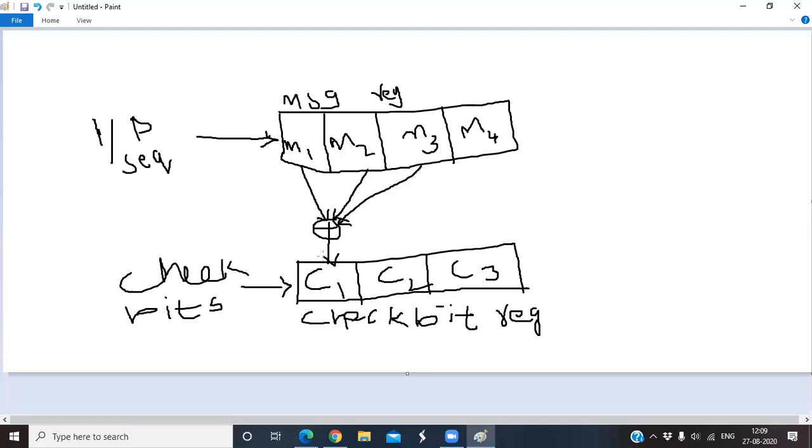Then what about C2? M2 XOR M3 XOR M4. Suppose here is the XOR symbol. M2 XOR M3 XOR M4 is equal to C2. Next, what about C3? M1 XOR M2 XOR M4. M1 XOR M2 XOR M4 is equal to C3. That's it.